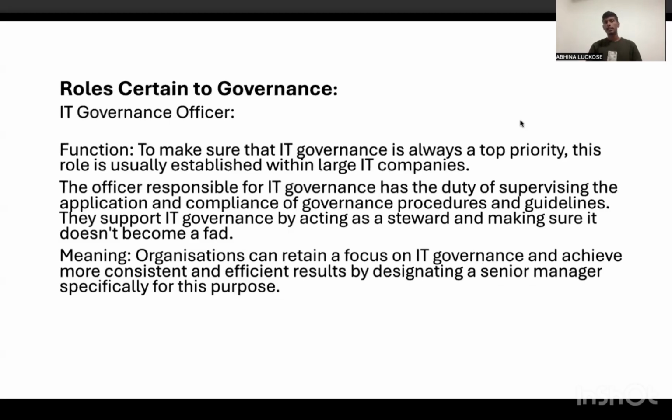Roles pertaining to governance. The IT governance officer's function is to make sure that IT governance is always a top priority. This role is usually established within large IT companies. So this means organizations can retain a focus on IT governance and achieve more consistent and efficient results by designating a senior manager specifically for this purpose.